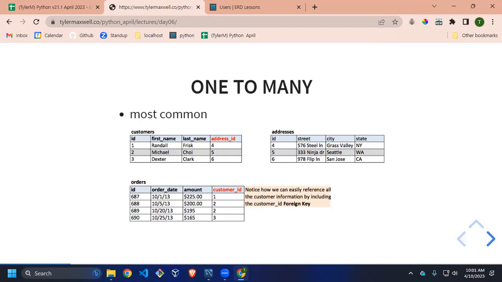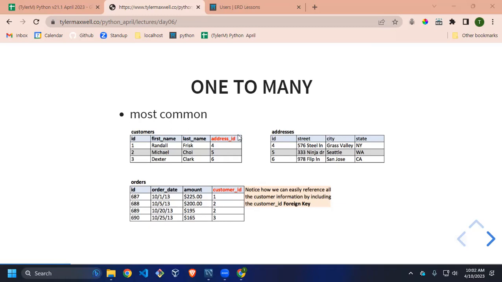Any questions? Can there be an order ID, like 687 or whatever, on the customer? Good question. I think what you're asking is why don't we just put the foreign key on the customer, right? Yeah.